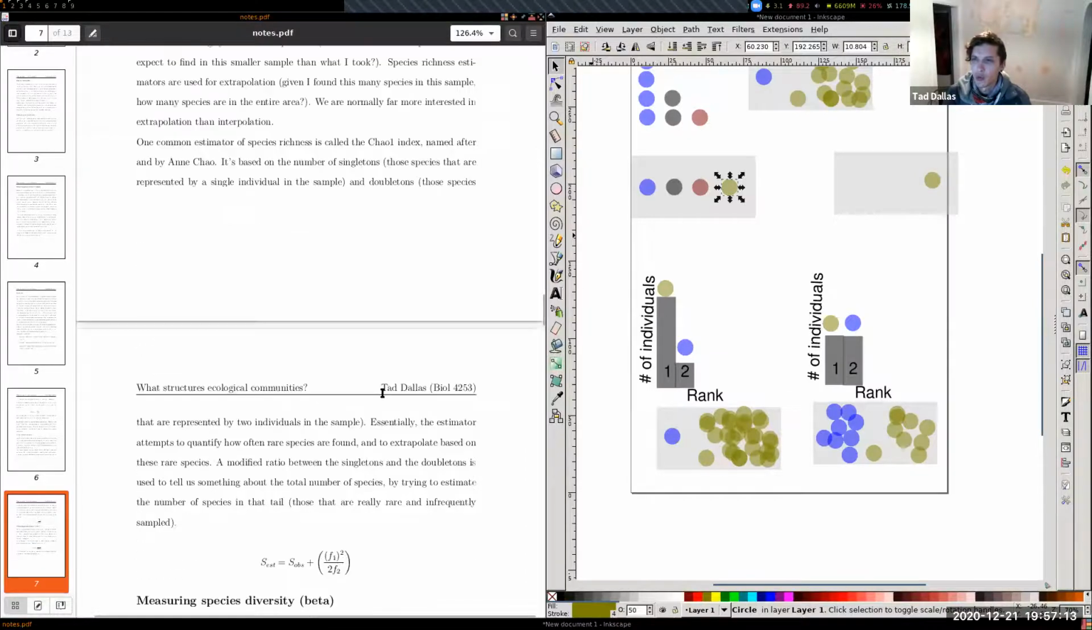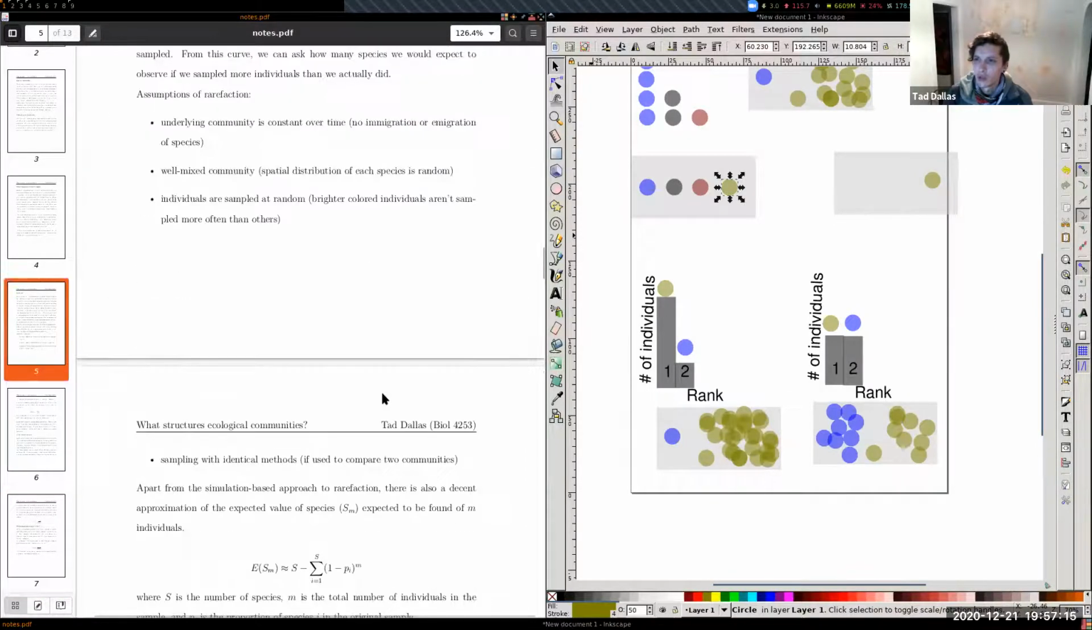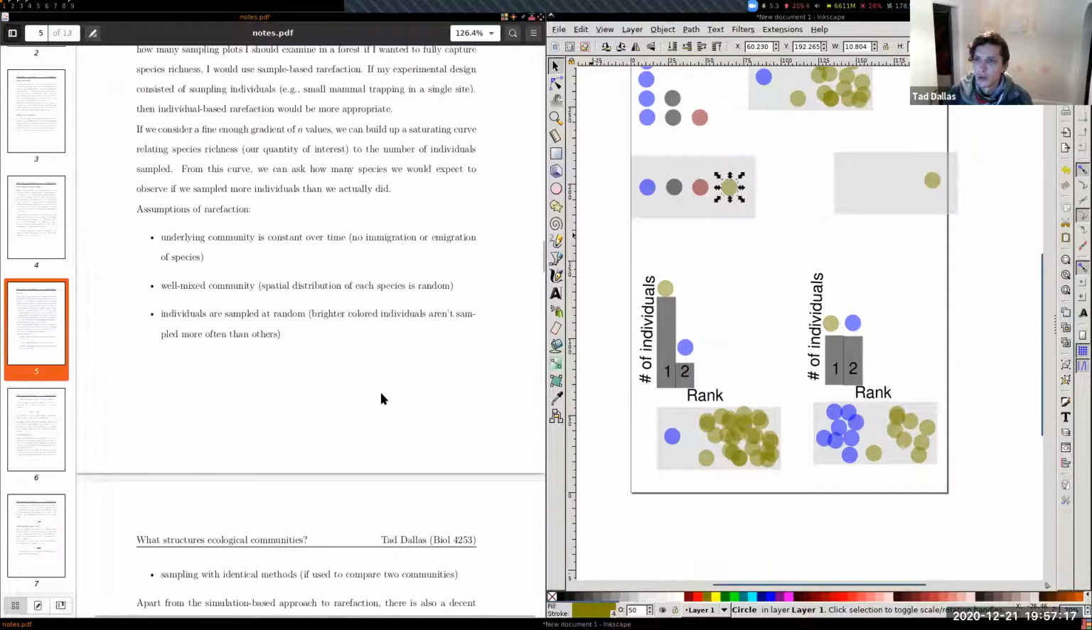But some of them remain true. Do you assume that individuals are sampled at random? I think you still assume that individuals are sampled at random, but species can differ in their detection probabilities, and the species richness estimator would still work. So maybe this one can be relaxed. You still do assume a well-mixed community. And yeah, you still assume the community is constant over time.